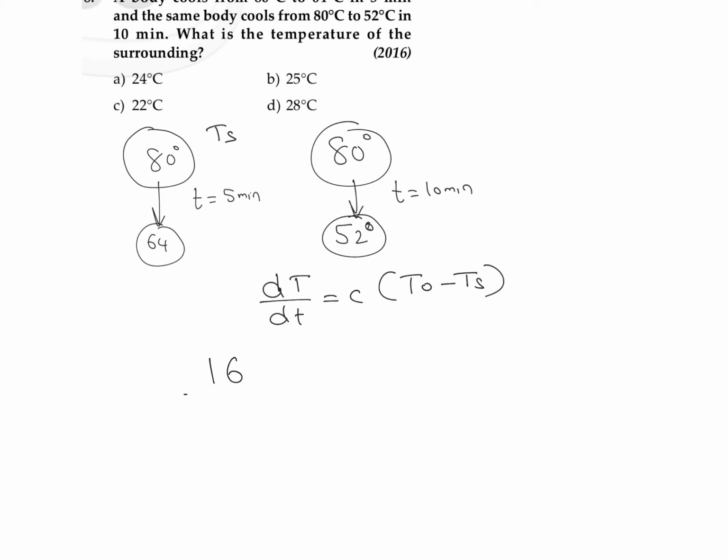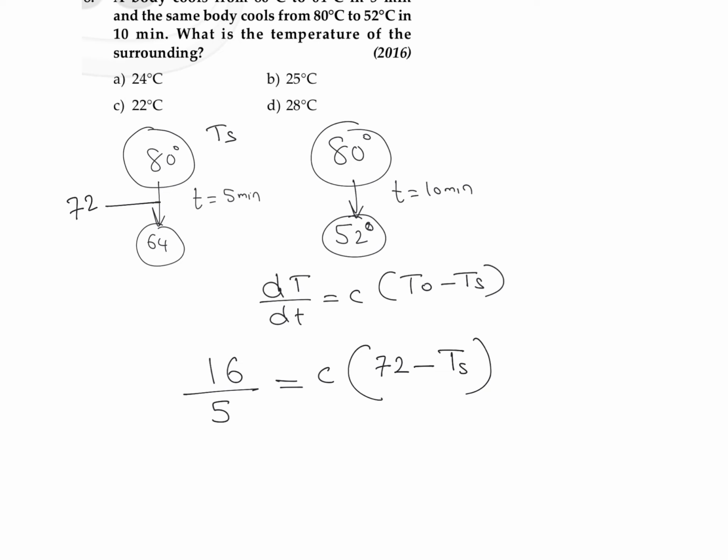So we can write 16 divided by the time taken, which is given as 5 minutes, is equal to a constant into temperature of object. For temperature of object, we need to take the average value over here. Here you can write the average value is equal to 72. So you can write 72 minus temperature of surrounding, that is what we need to find out. Let's say that is equal to Ts.